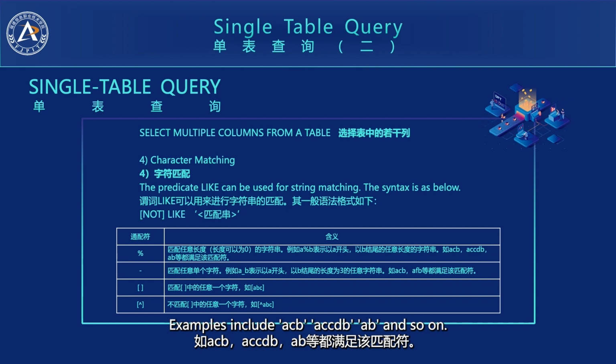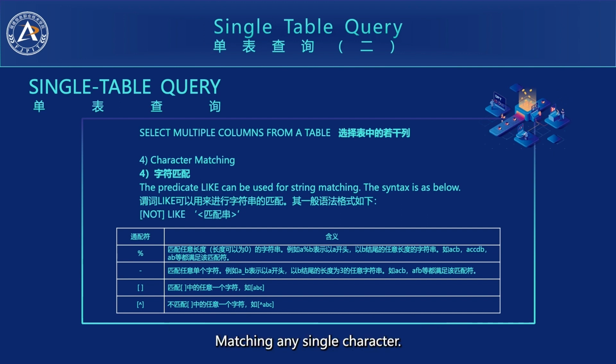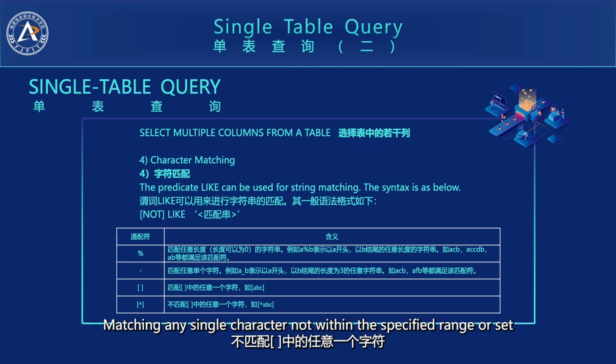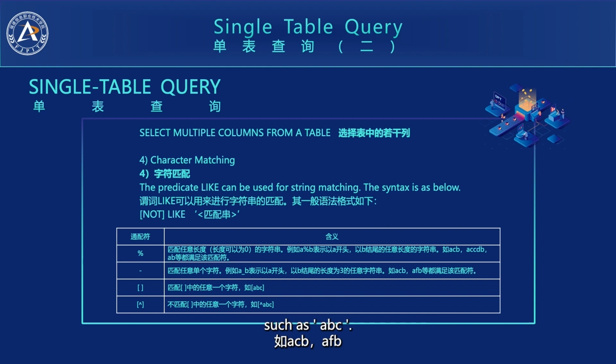accdb, ab, and so on. The underscore matches any single character. For example, a_b matches strings with 3 characters, starting with a and ending with b, with any single character in the middle. Examples include acb, arfb, and so on. Square brackets match any single character within the specified range or set, such as [abc]. A caret inside brackets matches any single character not within the specified range or set, such as [^abc].